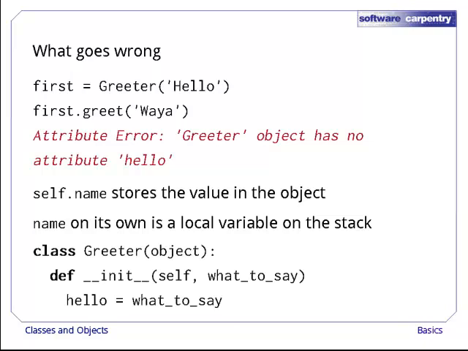So if we assign what to say to hello instead of self.hello, we're creating a local variable called hello inside the constructor whose value is lost as soon as the constructor is finished, not a member variable that will last as long as the object itself.